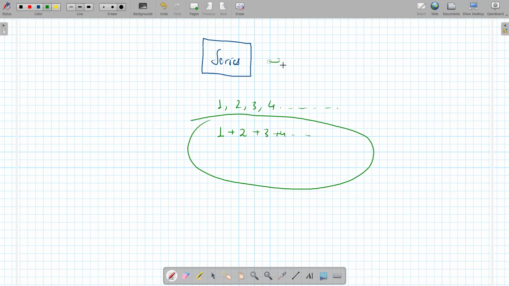It's basically the sum or difference, if it's an arithmetic series, or the product or quotient of a sequence. It depends on whether it's arithmetic or geometric. But either you add, subtract, multiply, divide, and the combination of that sequence is called a series. So let's look at an example.